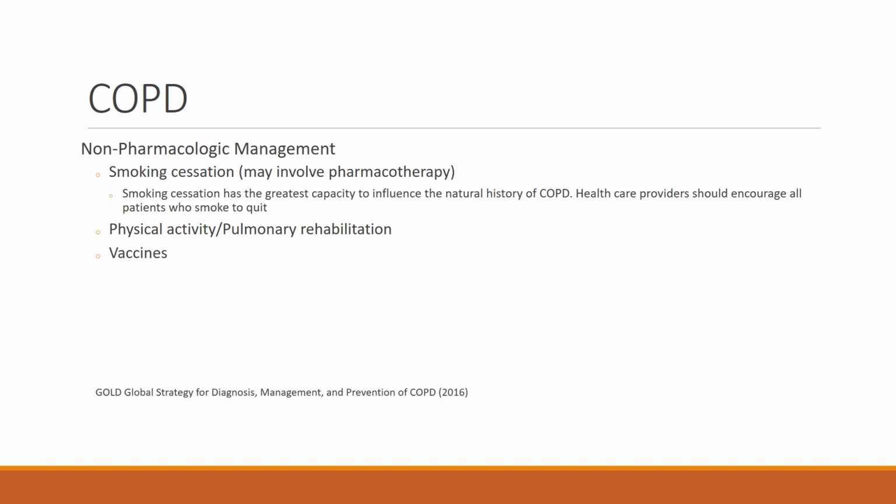The cornerstone, and the GOLD guidelines will verify this, the cornerstone is to stop smoking. This is from the GOLD guidelines: smoking cessation has the greatest capacity to influence the natural history of COPD. Healthcare providers should encourage all patients who smoke to quit. We have another lecture I'll be reviewing next for smoking cessation specifically, but that has to be the number one thing that patients do to help their cause.